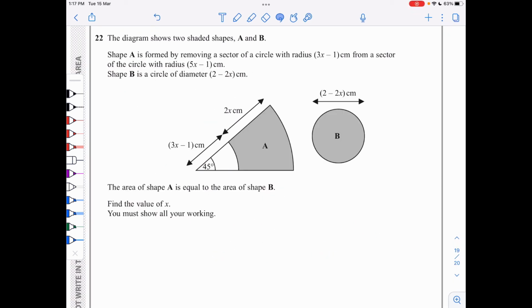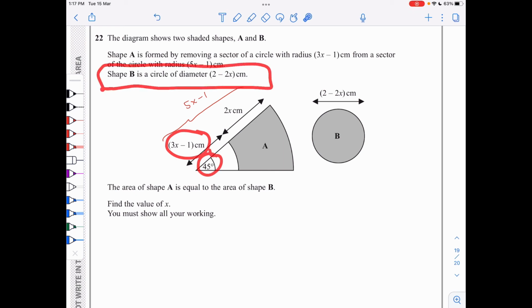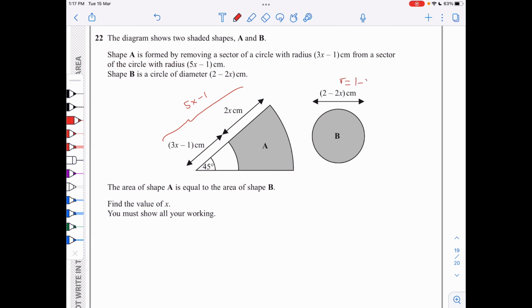Question 22, we're being given these two shapes. The first one is a complicated one. The big radius is 5x minus 1, and we've got a sector of this big circle and then deducted a sector of a smaller circle with radius 3x minus 1. The angle is 45 degrees. Shape B now is a circle of diameter 2 minus 2x. The first thing I'll be doing here is writing that in this case r is 1 minus x, so the radius is just the diameter over 2. And the two shaded areas are the same.